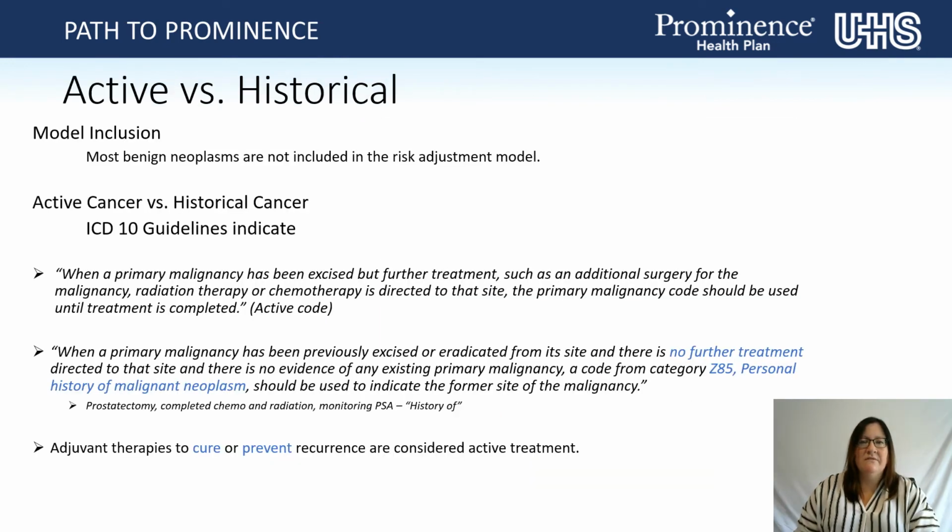Here's another quick review of active versus historical cancer. Most benign neoplasms are not included in the risk adjustment model. Specific to the ICD-10 guidelines, active cancer versus historical cancer: active cancer is when a primary malignancy has been excised, but further treatment is directed to that site. You'll want to code as active. When the primary malignancy has been previously excised or eradicated and there's no further treatment, then it'll code out to a personal history of cancer.